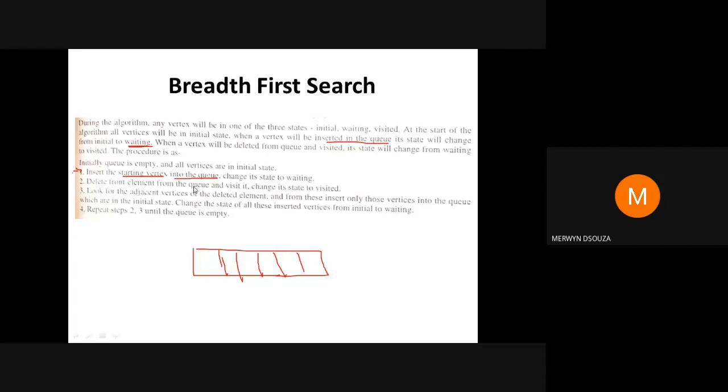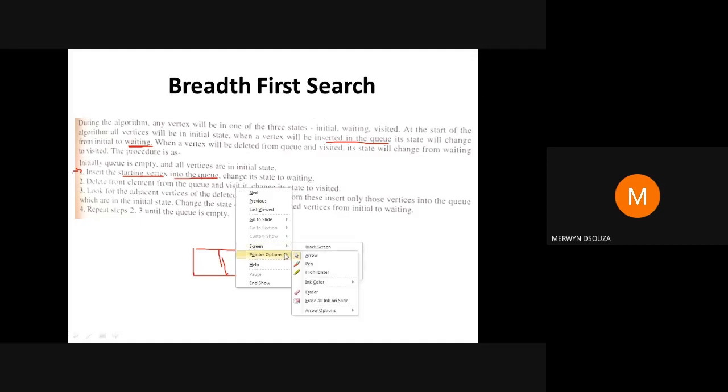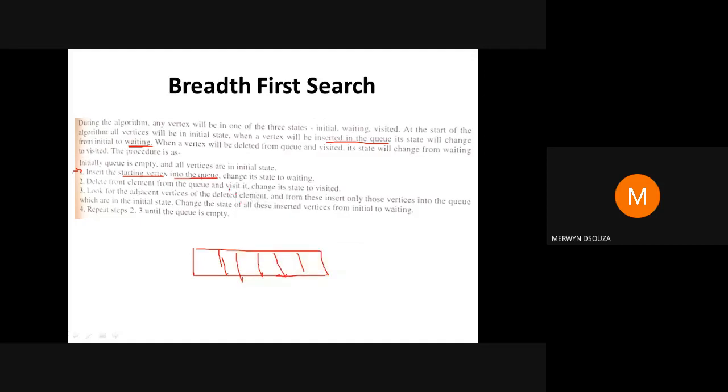When I delete it, I will also visit it. And whenever I visit a vertex, I will also insert that vertex in my traversal. Just like if you remember when we were doing the traversals for a tree, whenever we used to visit a node, we used to also put it in the output. So here also it means the same thing.